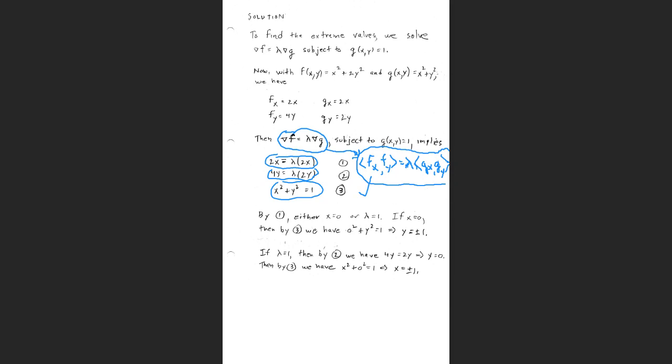All right. The three unknowns are x, y, and lambda. Lambda is that Greek symbol there. Three unknowns: x, y, and lambda. So in order to solve, you need the three equations. Is that okay? Comfortable? Good.